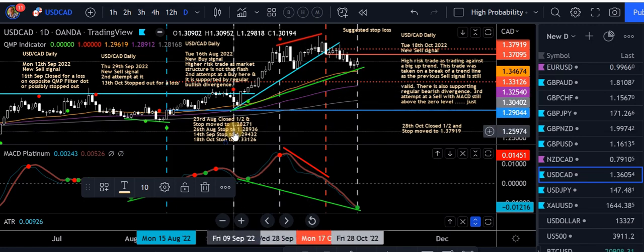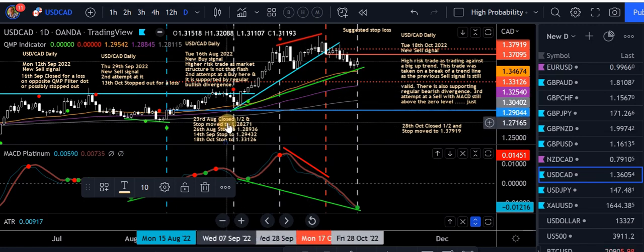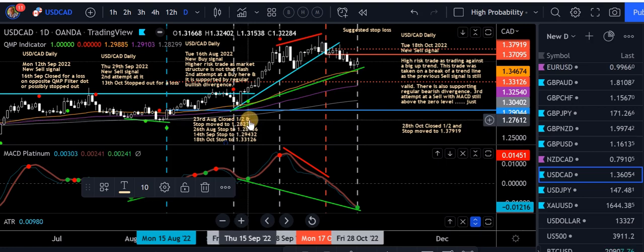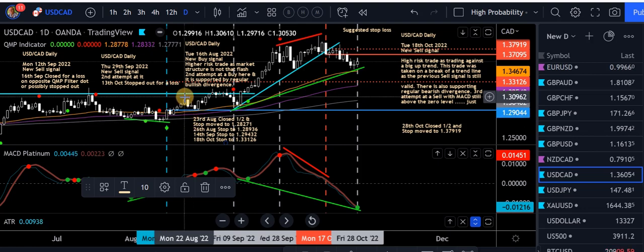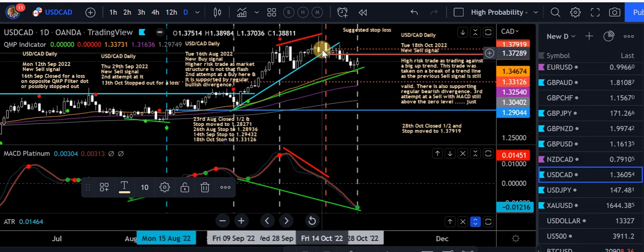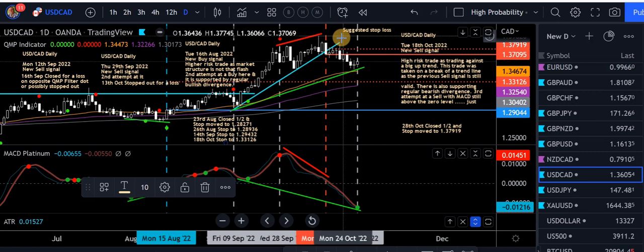Where'd I close half? Closed half 23rd of August, so it didn't go far at all, did it? Where are we? Here. Yeah, close half here, so I only made a little bit of profit there, but as you can see, it's gone right up. The rest of the trade's gone nicely. And we're in a sell also.